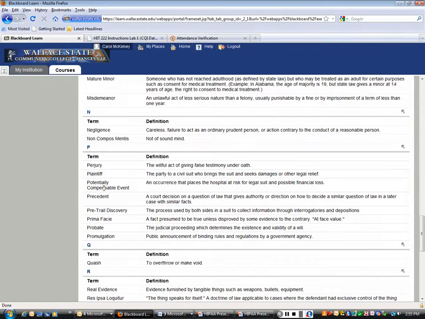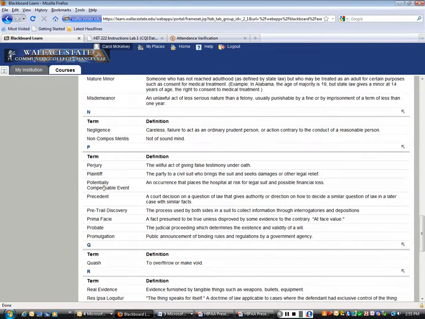Promulgation, public announcement of binding rules and regulations by a government agency. So if there is a government agency that has rules and regulations, when those are put into effect, they are said to be promulgated on such and such a date.